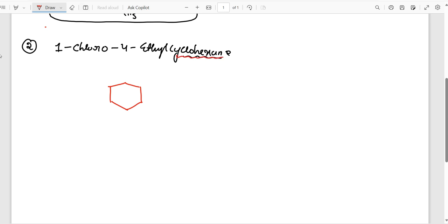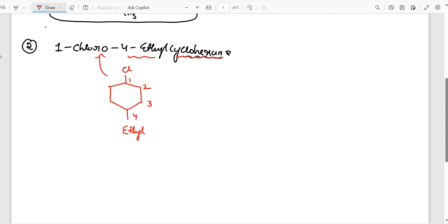At the first position, for example, we consider chlorine. For the first position, chlorine is present. Now let us put the numbering 1, 2, 3, 4. At the fourth position we have the methyl group. So this is the structure of 1 chloro 4 methyl cyclohexane. I hope this concept is clear to you.